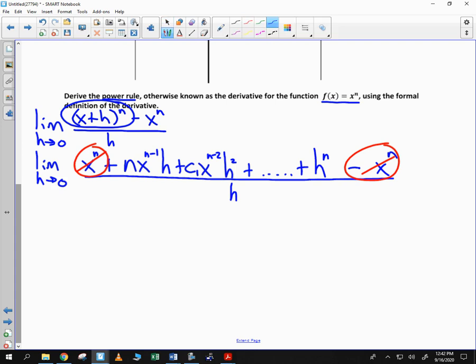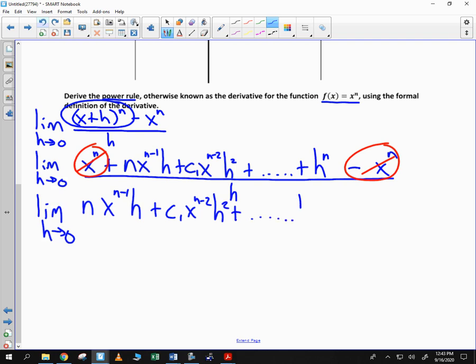So remember, everything that doesn't have an h should cancel. So you see those x to the n's cancel. Limit as h goes to 0 of n times x to the n minus 1 h plus c sub 1 x to the n minus 2 h squared plus and so on up to h to the nth, all over h.